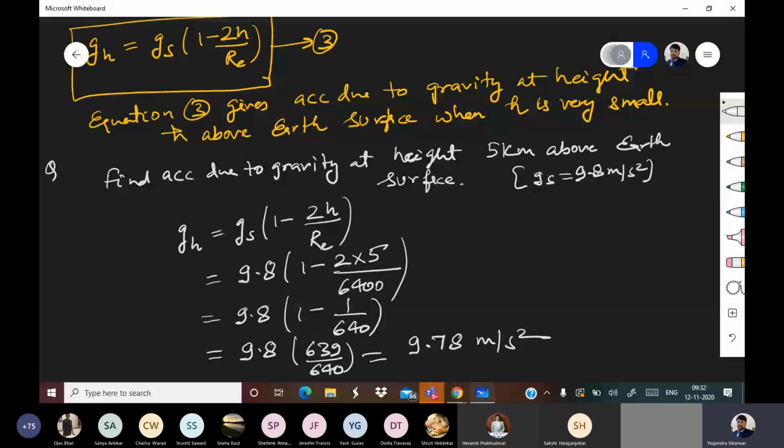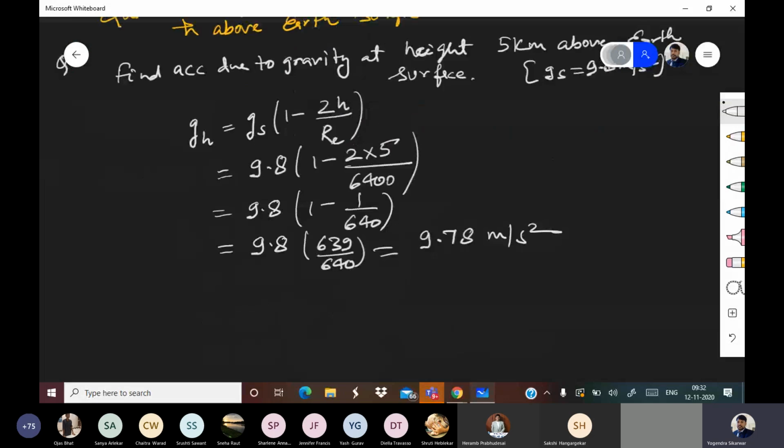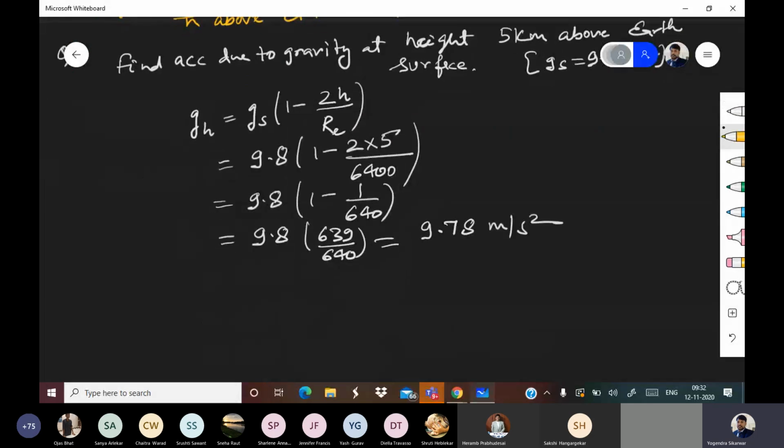Okay, good, good. So the key takeaway from this question as well as the previous derivation is, as we go above the Earth's surface, value of g decreases.